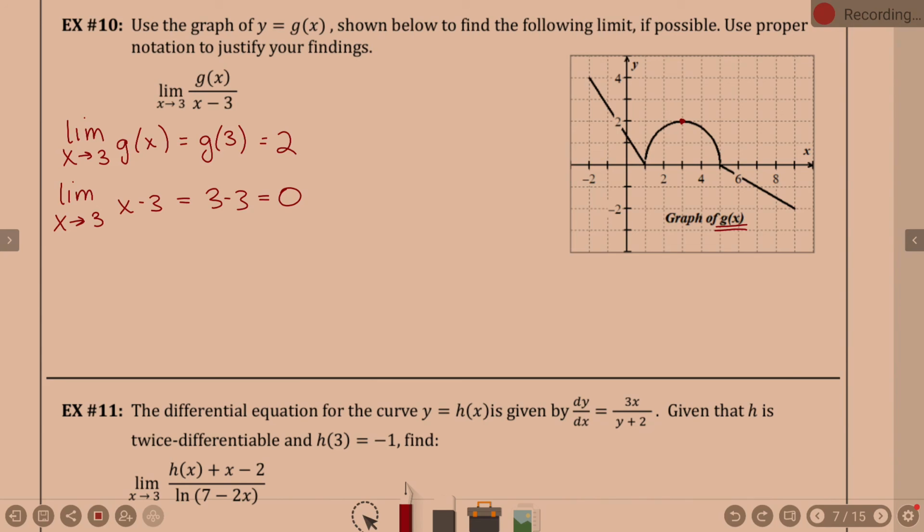So what do we end up with here? 2 over 0. What is 2 over 0? This was the limit as x approaches 3 of g of x over x minus 3. We found it to be 2 over 0. Don't use the word indeterminate. Undefined. Does not exist.